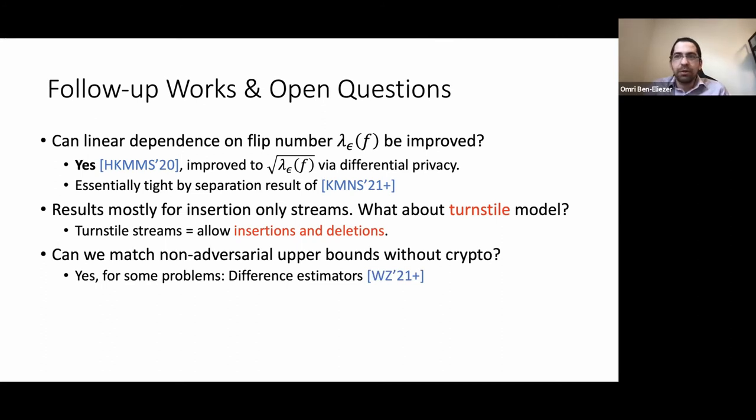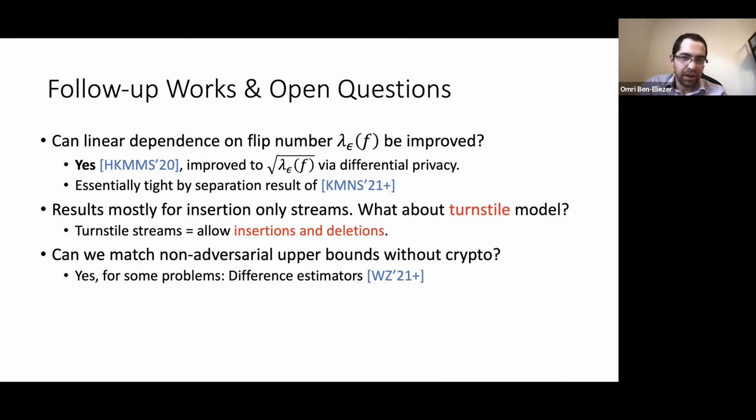Another question that one may ask is, so there are gaps that look small, but in practice they can be highly non-trivial between non-adversarial randomized algorithms and our techniques. Because we have, for example, a worse polynomial dependence in epsilon, which can actually hurt in practice. And the question is whether we can, without crypto, get better adversarially robust upper bounds?